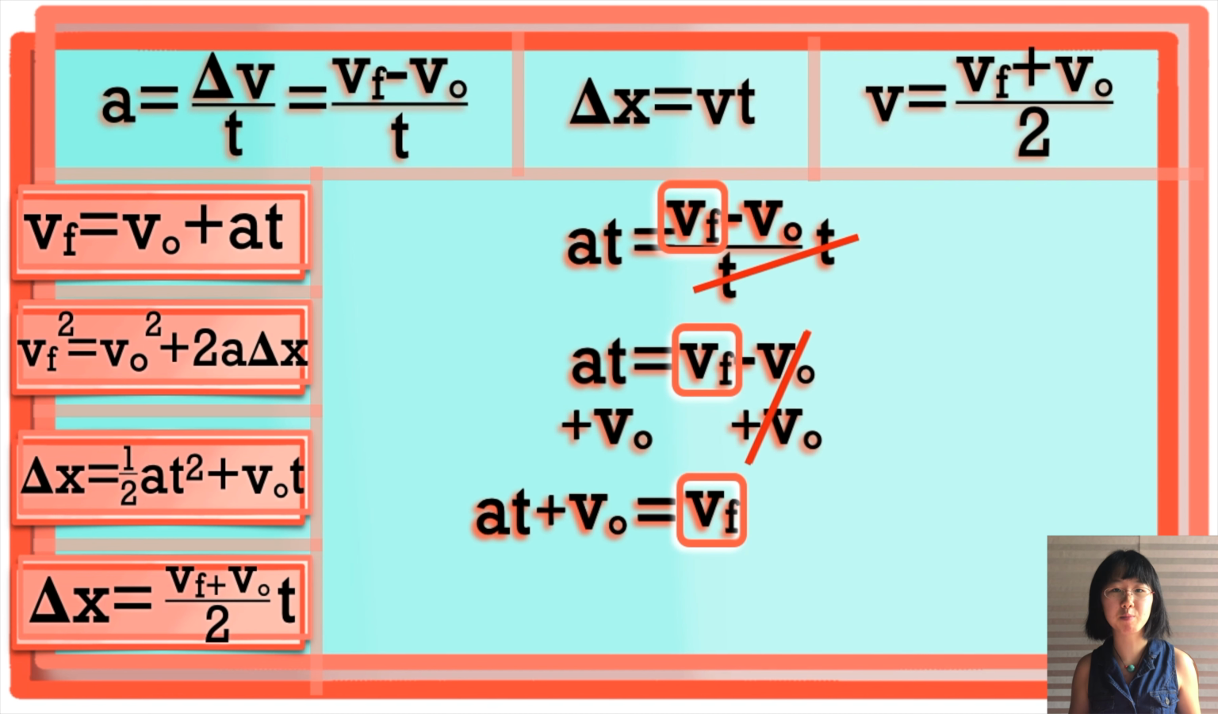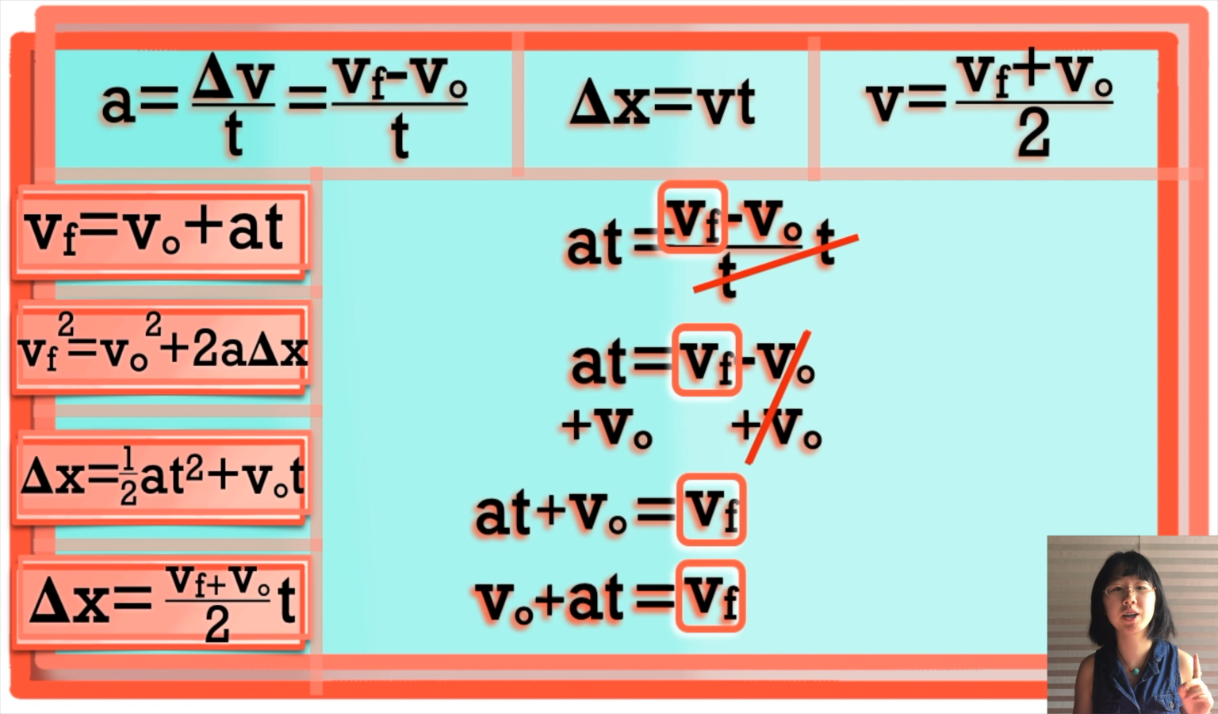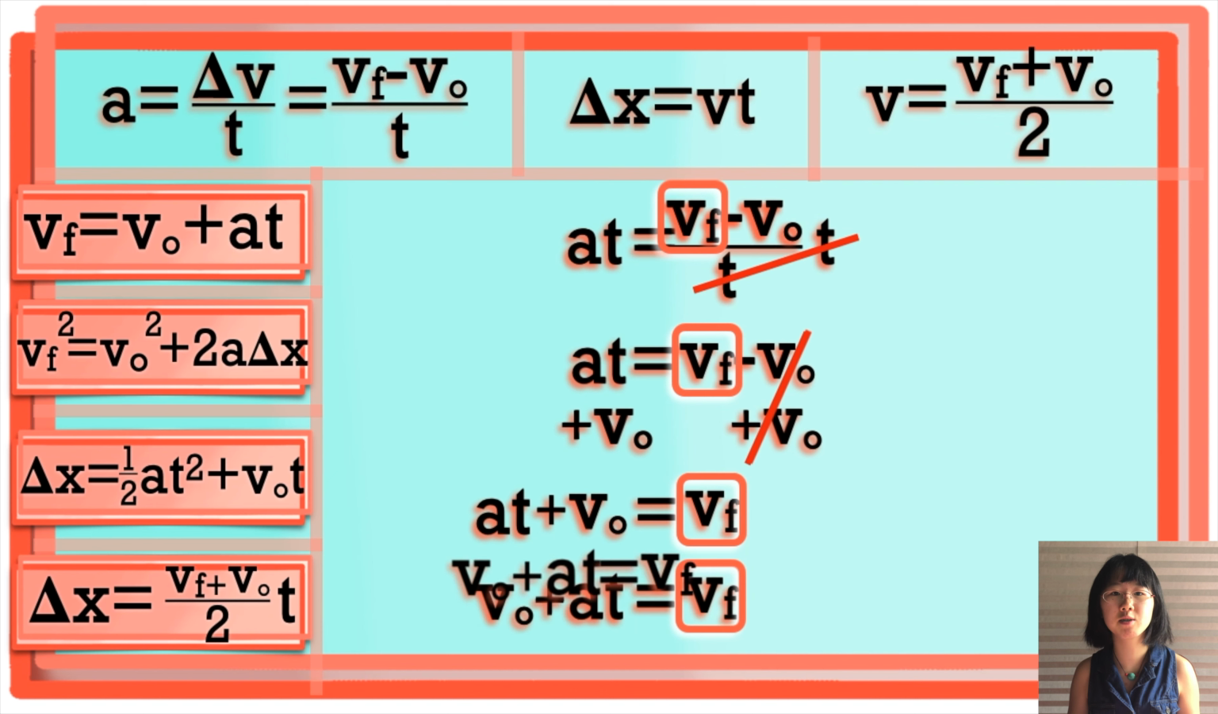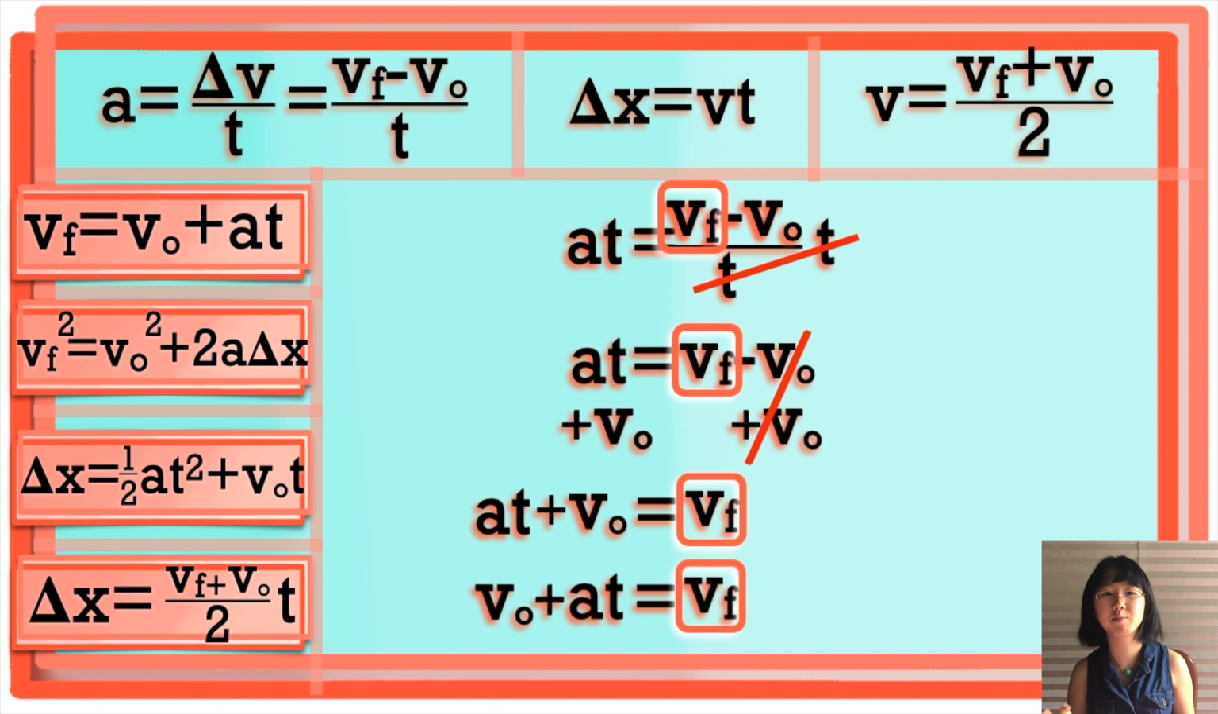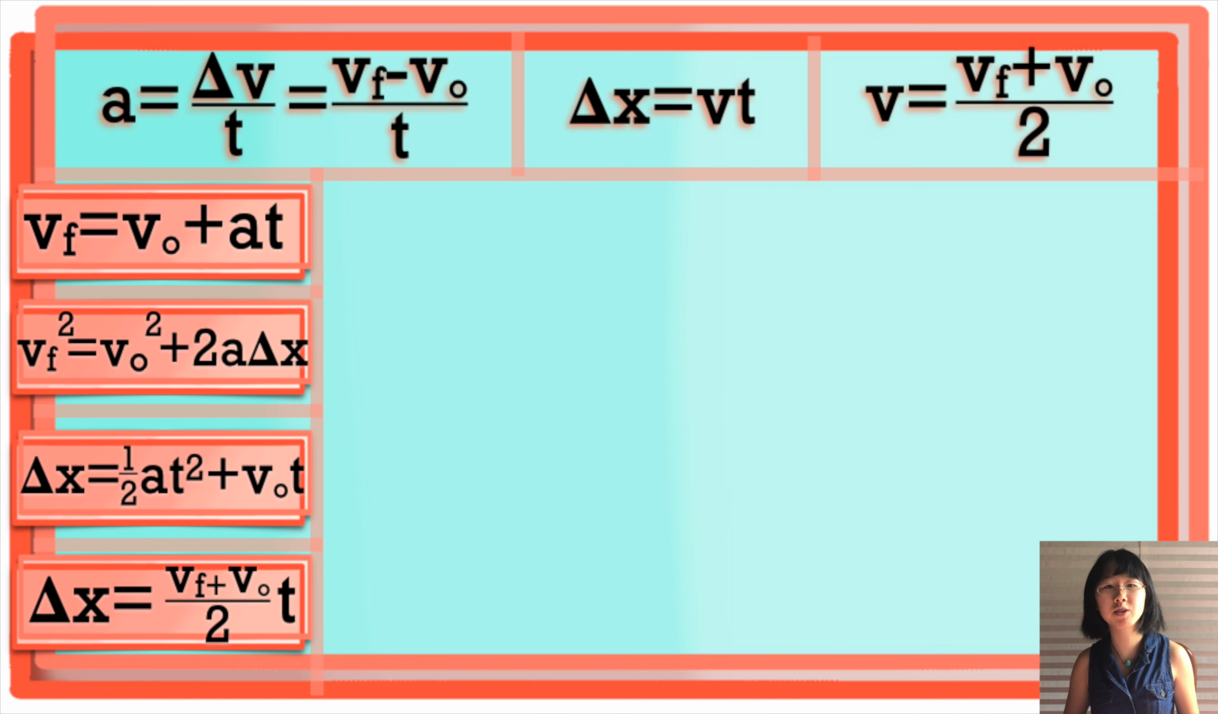By the commutative property, we can switch acceleration times time and initial velocity's places because they're being added to each other to get that final velocity equals initial velocity plus acceleration times time, which is our first kinematic equation. Now that we have that one, we can build our other kinematic equations off of it. Let's keep going with the mnemonic.